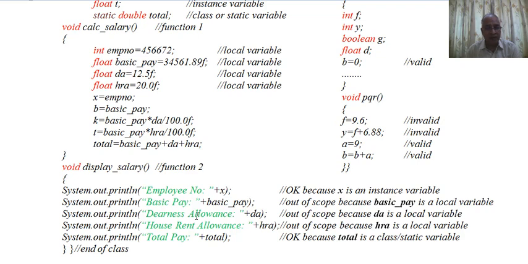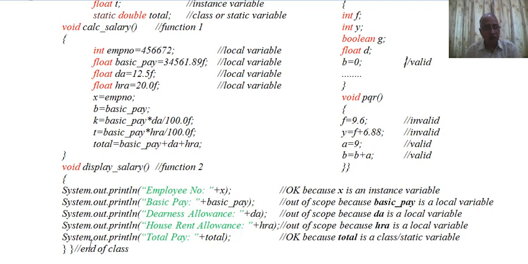Again I am printing dearness allowance DA. Now DA is a local variable of calc salary, so it cannot be used in the display salary function. Then house rent allowance again is a local variable of calc salary. It cannot be used here in the display salary function. So you see, I have explained here which variables are valid and which variables are not valid.